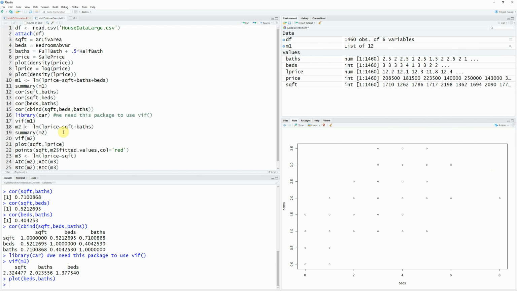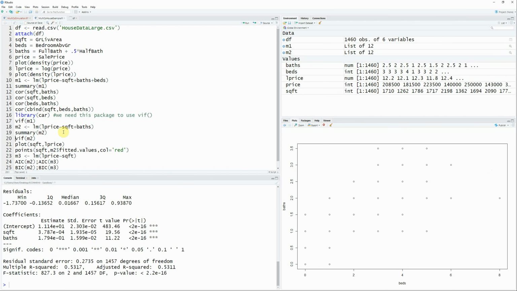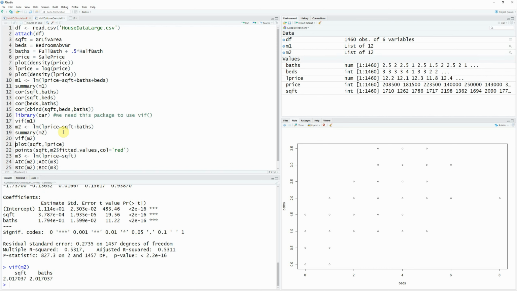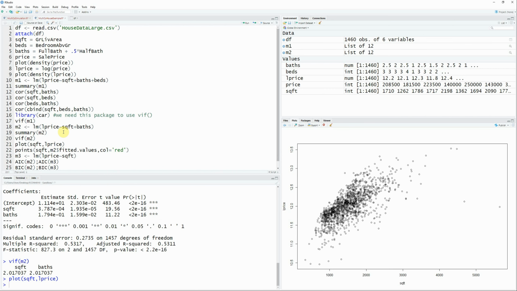Now let's look at Model 2. Model 2 only has square foot and bath, and I get the summary of that. They're both positive, they're both significant, and the VIF of it is still low values, but that's not the main reason that we're looking at it. And here is the scatter plot of the price versus square footage. We see that as the square footage increases, log of price increases too.